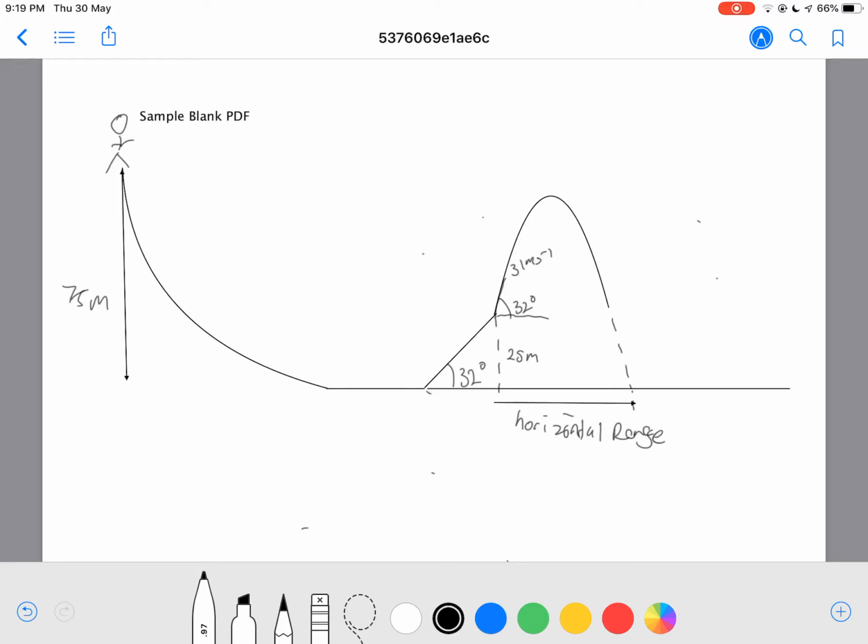Okay, so I already have a pre-drawn diagram of the ski trip for John. I forgot his name, but let's just call him John. So he goes down the slope, he goes back up a ramp, and then he begins the projectile motion, and then he lands back on the ground.